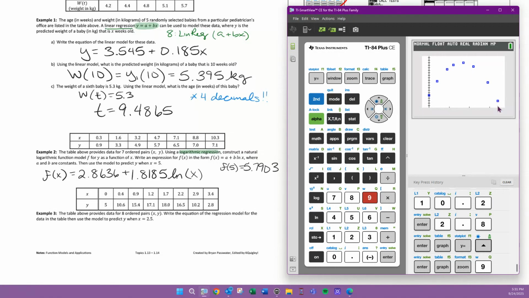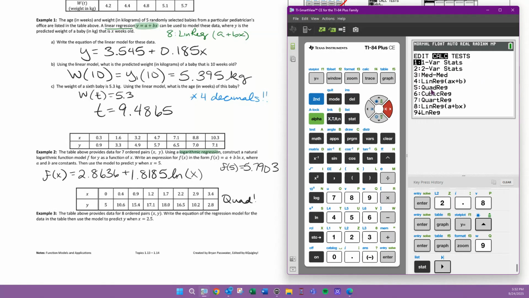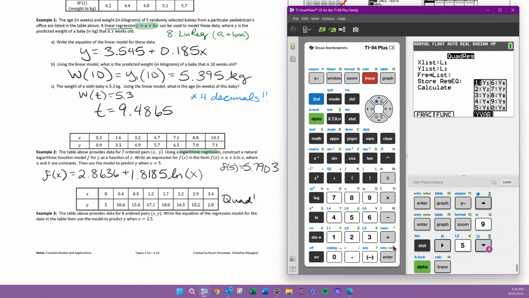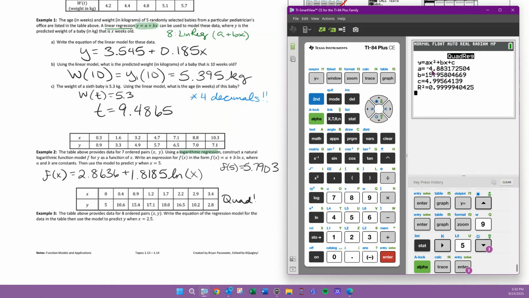We see that it goes up and it comes down. What kind of function goes up and comes down? This is going to be a quadratic function. So when we go to do the actual regression on stat calculate, we're going to choose the quadratic option, option 5. We store the regression equation in y1, alpha trace enter, and we calculate. We have the a, b, and the c that create this quadratic equation.